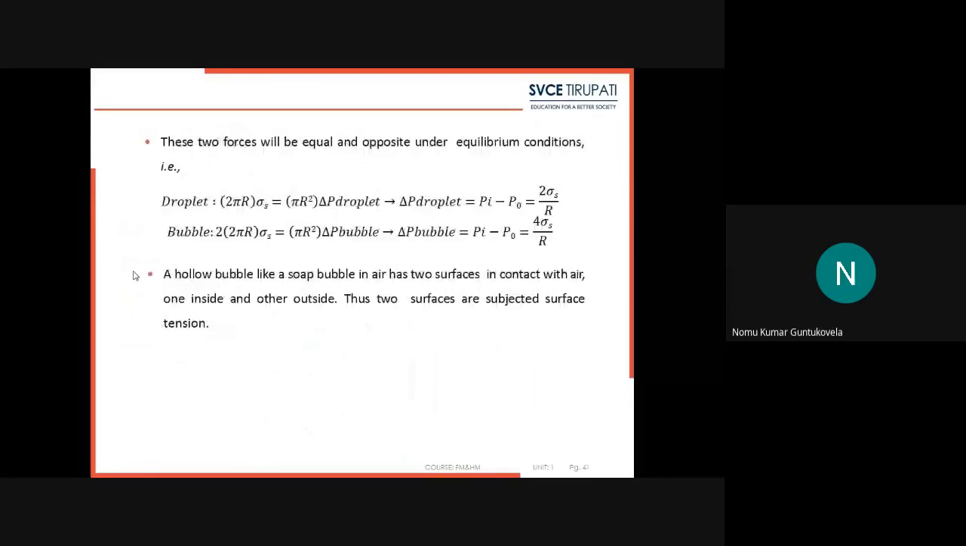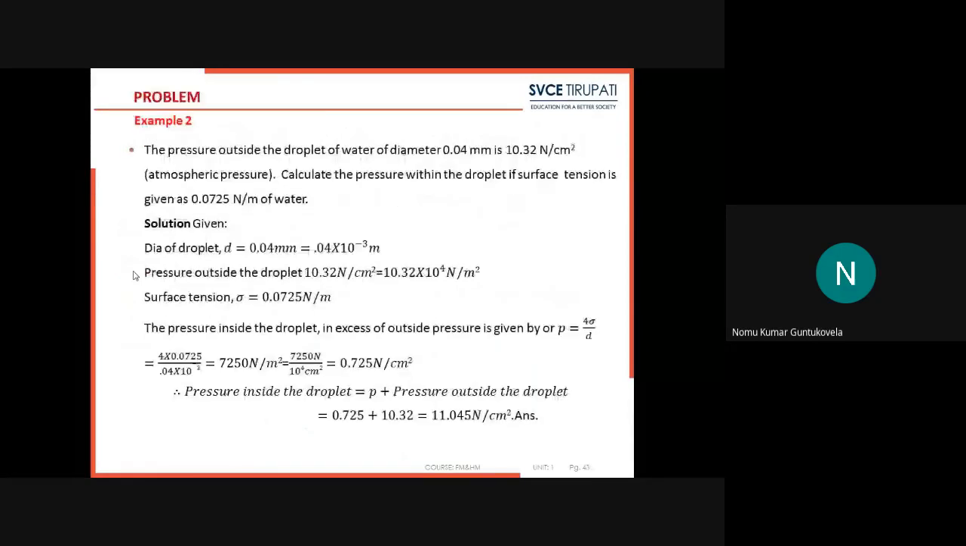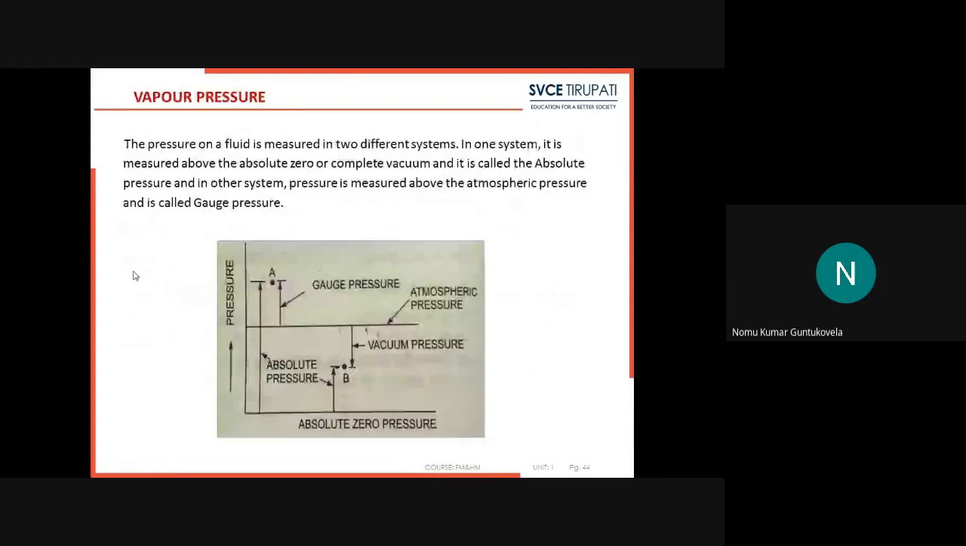Here we have different types of pressures, four in total: atmospheric pressure, absolute pressure, gauge pressure, and vacuum pressure. If we find any pressure value, it is nothing but gauge pressure. If any pressure is in negative, it is the vacuum pressure.